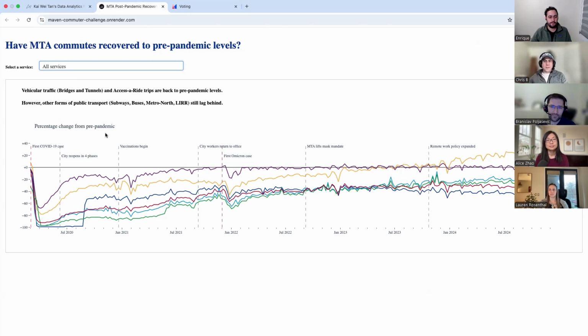either led to bumps that saw people coming back into office, or perhaps when Omicron came out, a decline. But it's very easy to understand both where we started, where we were at the bottom, and where we are essentially today, which is for access ride and bridges and tunnels, we're a little bit above pre-pandemic levels, while most of the mass transit is still lagging behind. But, moving in that pre-pandemic direction slowly.